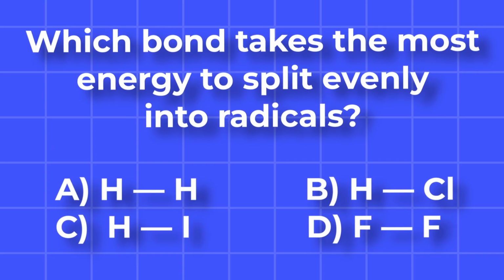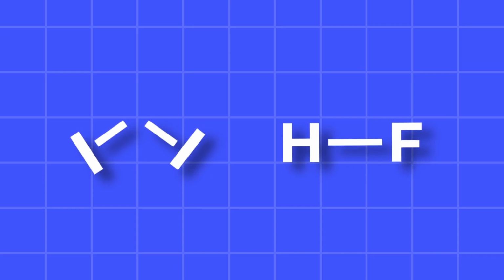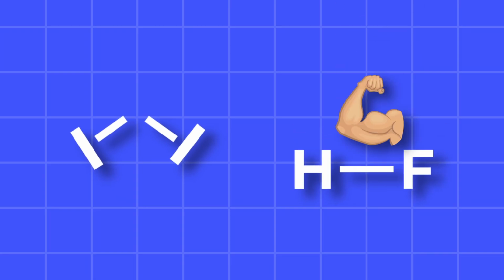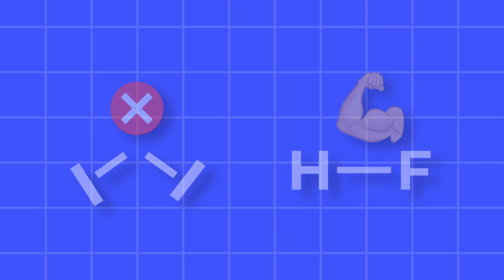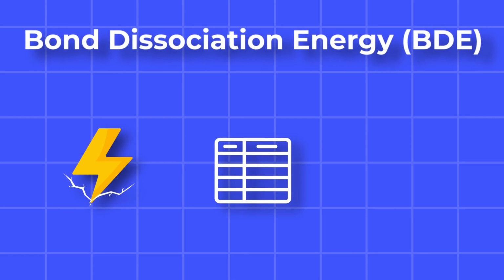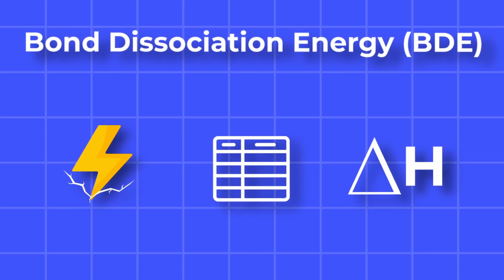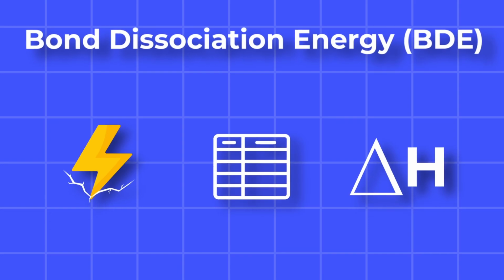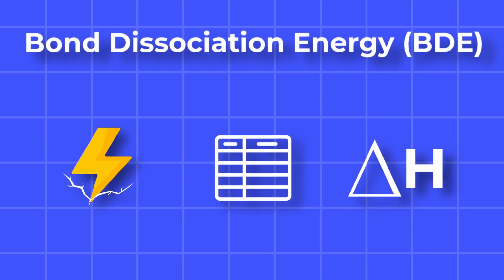In the next few minutes, you'll discover why some bonds snap with just a nudge, while others refuse to break. You'll master bond dissociation energy, the key to predicting which bonds are strong and which are not. You'll learn what bond dissociation energy, or BDE, means, how to read BDE tables, and how BDEs connect to reaction enthalpy and reactivity without memorizing a wall of numbers.